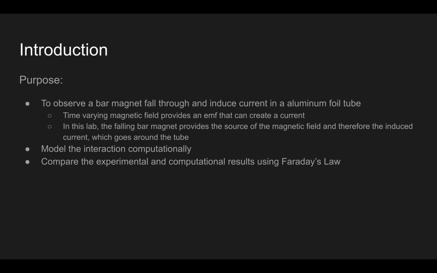The purpose of this lab was to observe a bar magnet falling through an aluminum foil tube and inducing a current in it. The magnetic field varies in time and provides an EMF that creates a current. The bar magnet is the source of the magnetic field and therefore of the induced current, which goes around the tube. The purpose of this lab was basically to model this interaction computationally and then compare those results to the experimental results that we calculated using Faraday's law.